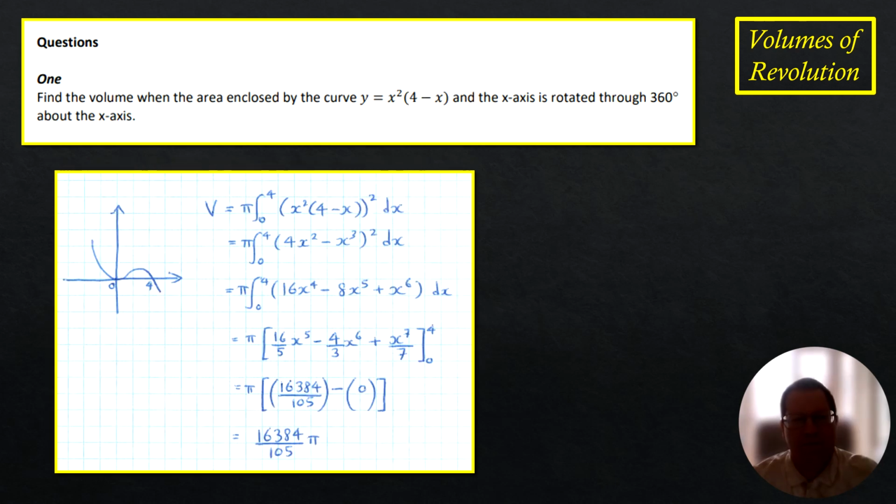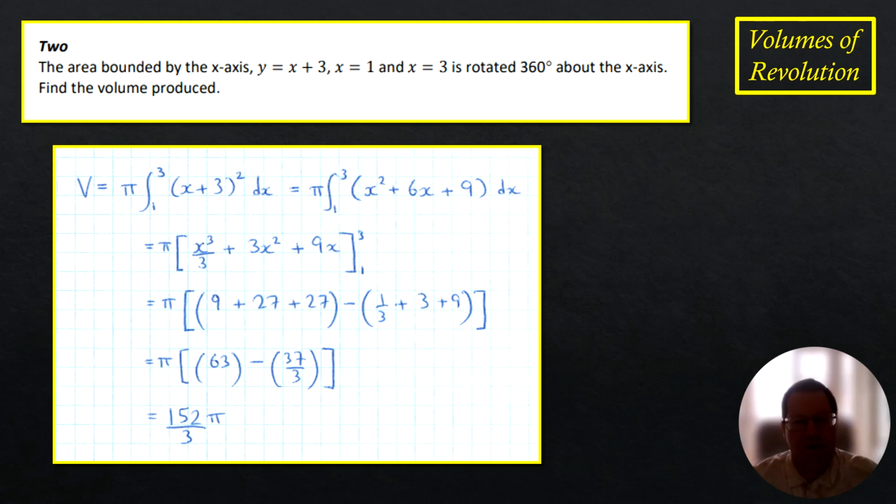In this question, we're given the curve. And again, we're going around the x-axis, but we don't know exactly what it looks like. We haven't been told the limits of integration. So you can see I've drawn a sketch. It's a negative cubic. It meets the x-axis at 0 and crosses at 4. So we're integrating between 0 and 4. Again, we're squaring y. So the first thing I've done is to multiply out the brackets and then square it. Then I've integrated it. And when I substitute in 4 and 0, I get 16,384 over 105 pi.